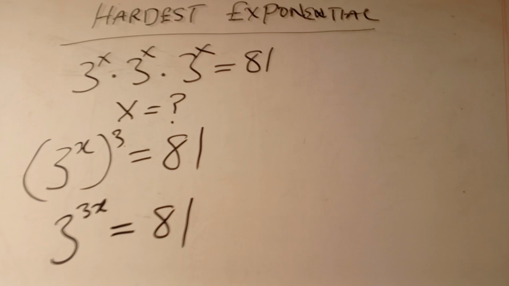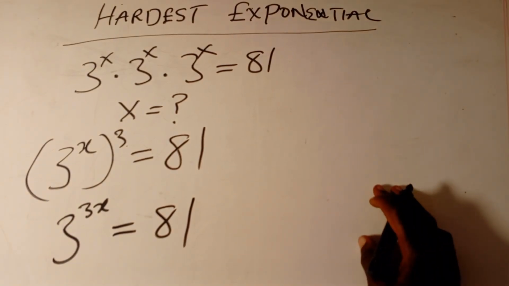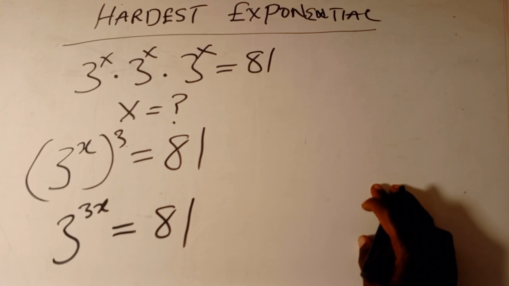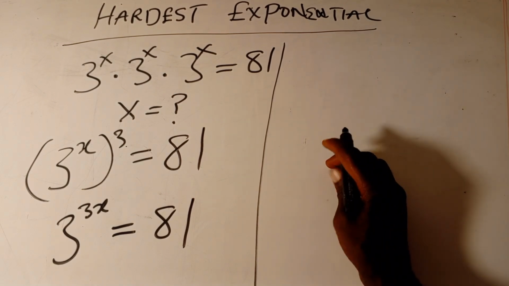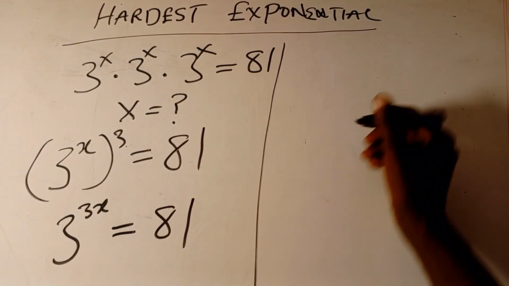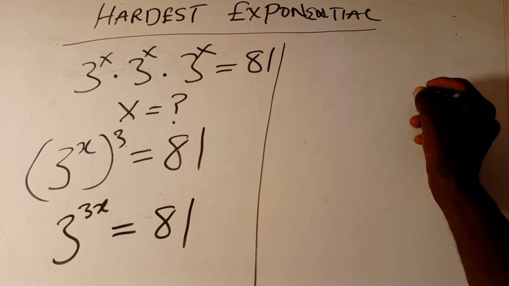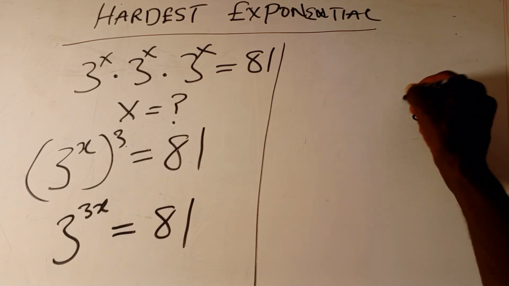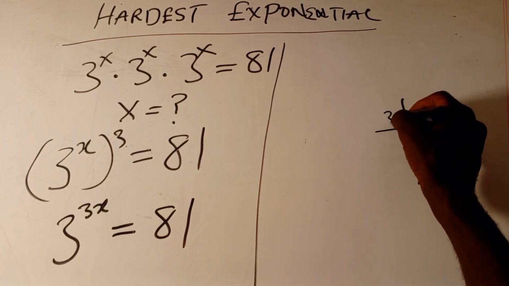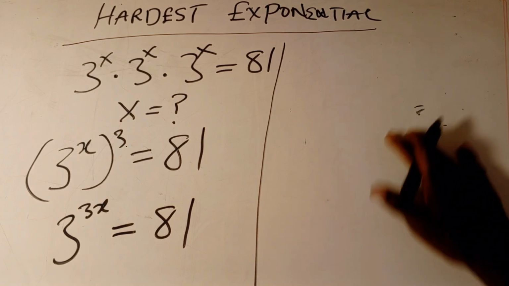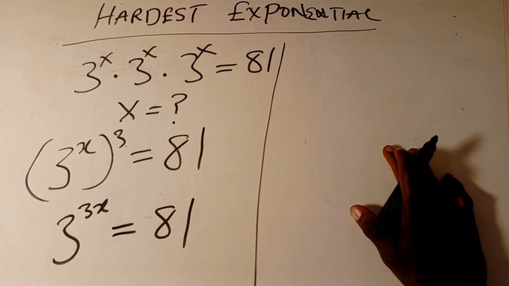And the next step of solving this problem, we're going to change the 81 into index form. What is the index form of 81? We keep dividing 81 by 3. Then this is how you can find the index form of the 81.